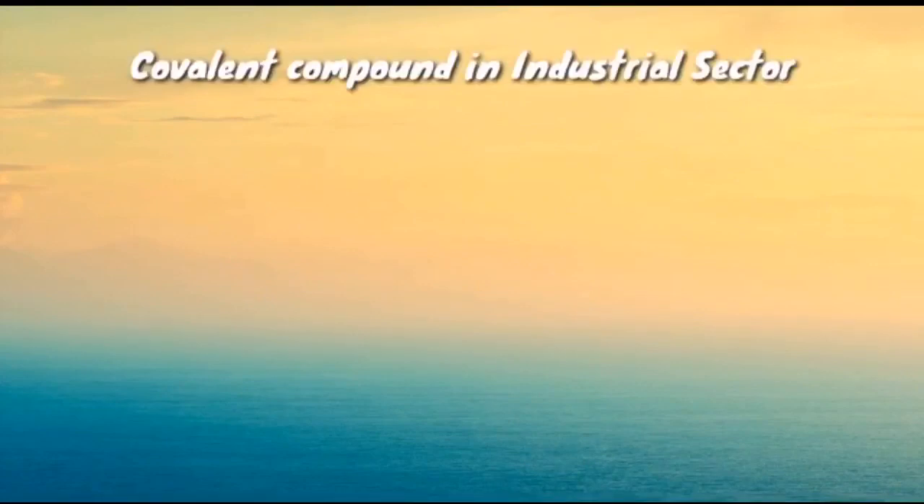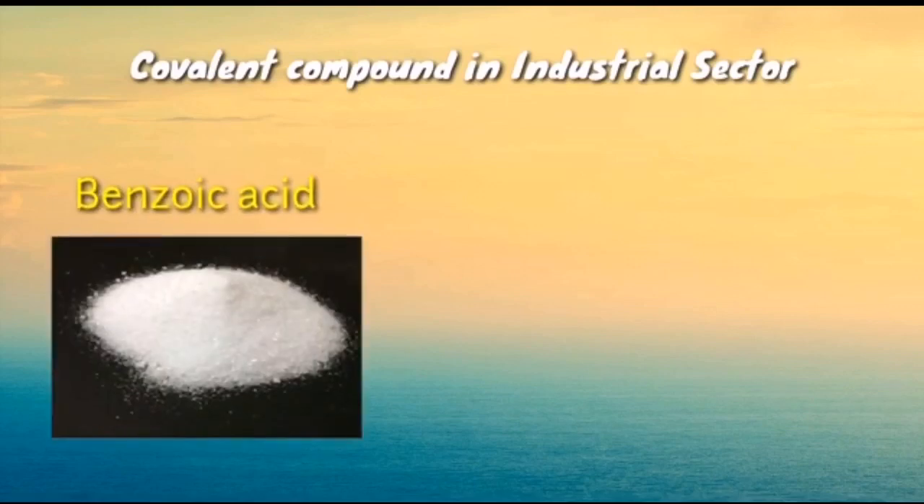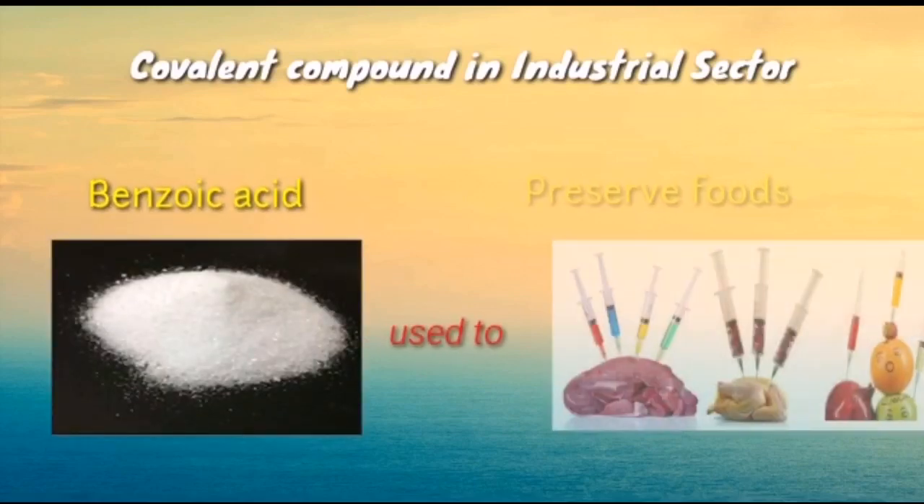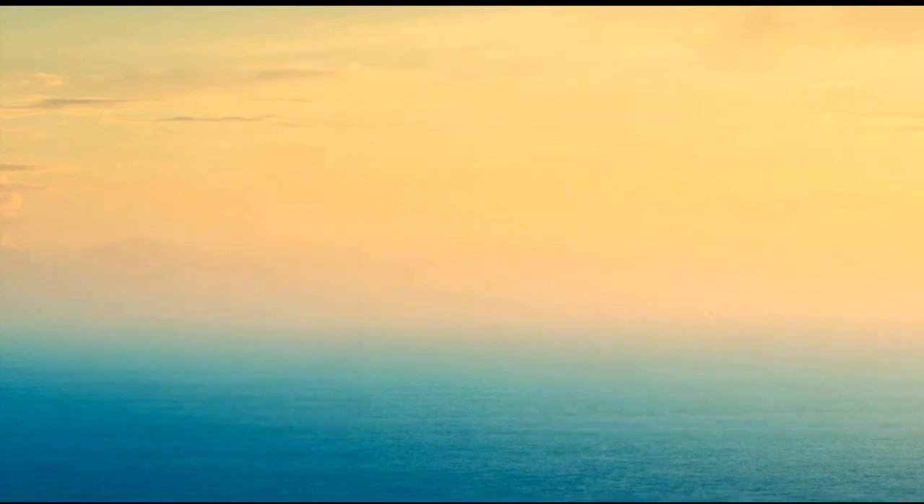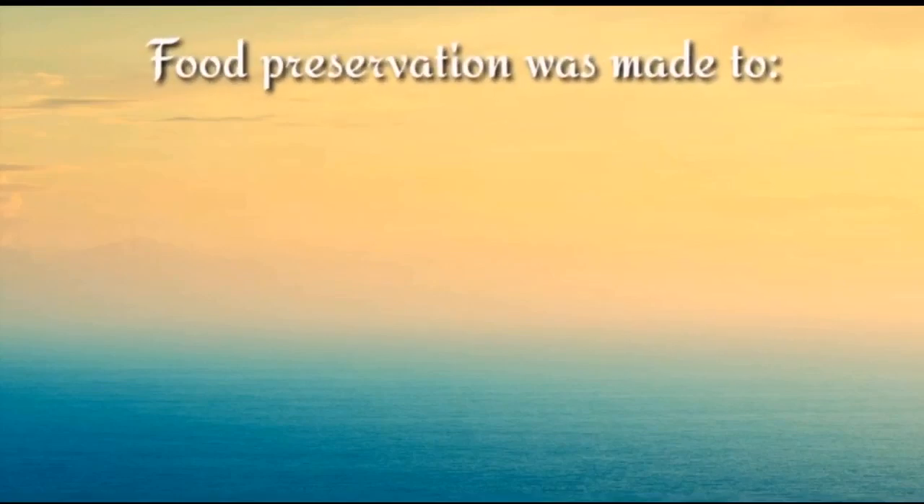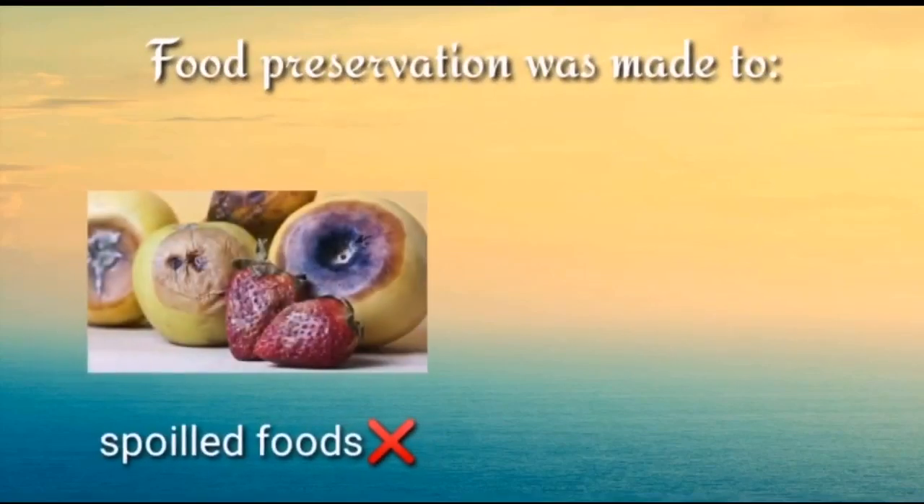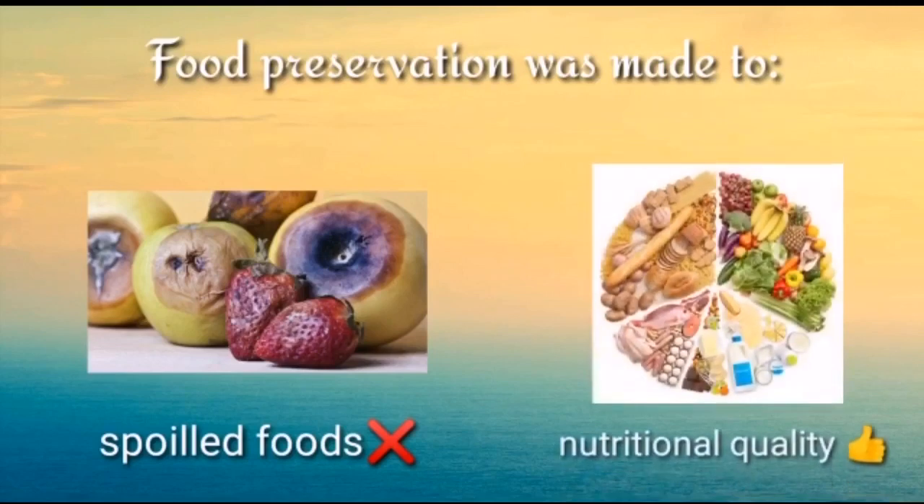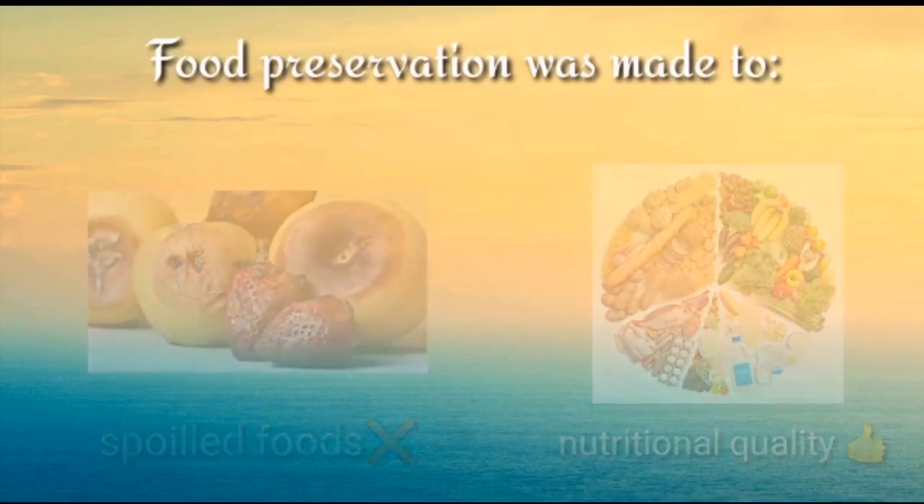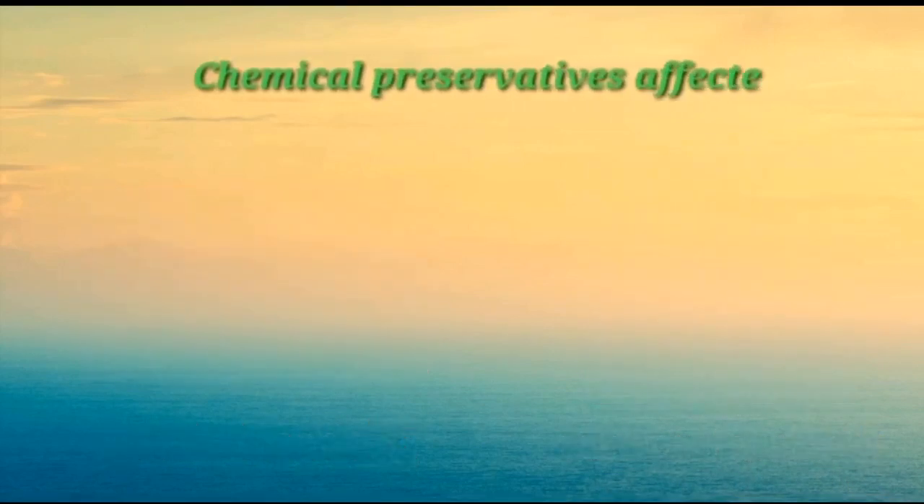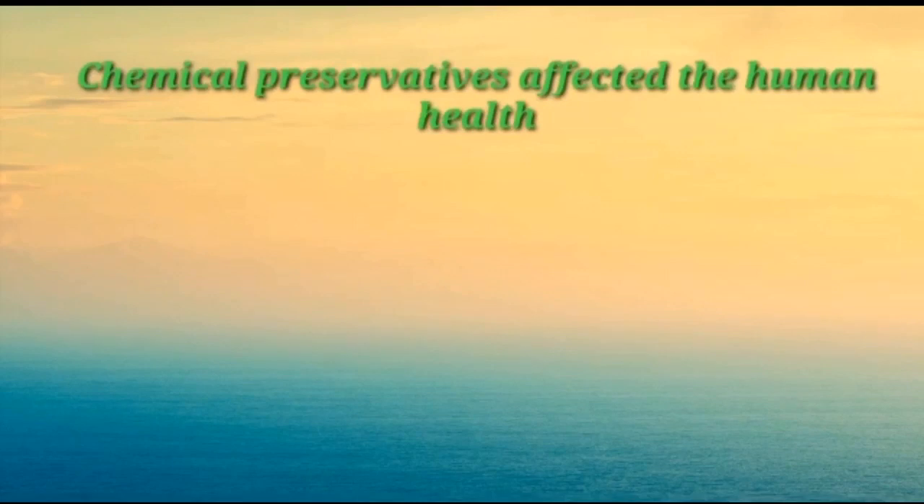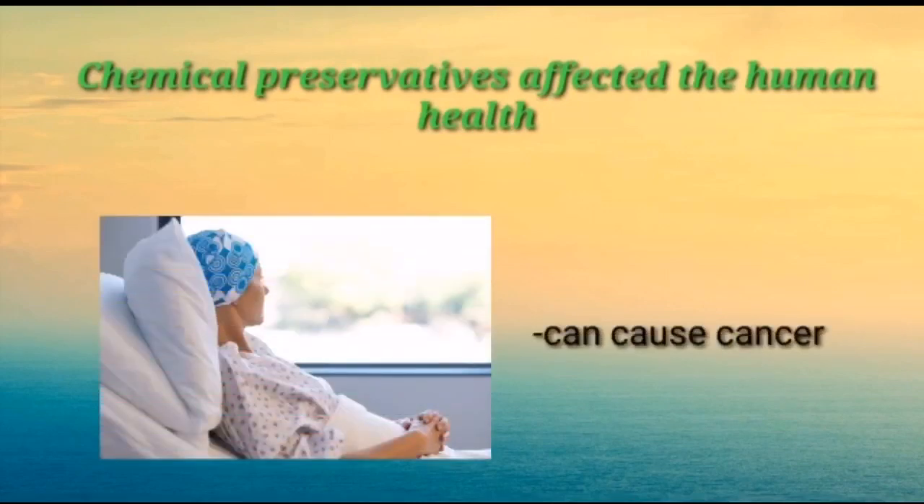As for the covalent compound in the industrial sector, we have benzoic acid that is used to preserve foods. As we know, food preservation is made to prevent foods from spoiling and maintain the food's nutritional quality. However, this chemical preservative can affect human health. For example, it can cause cancer.